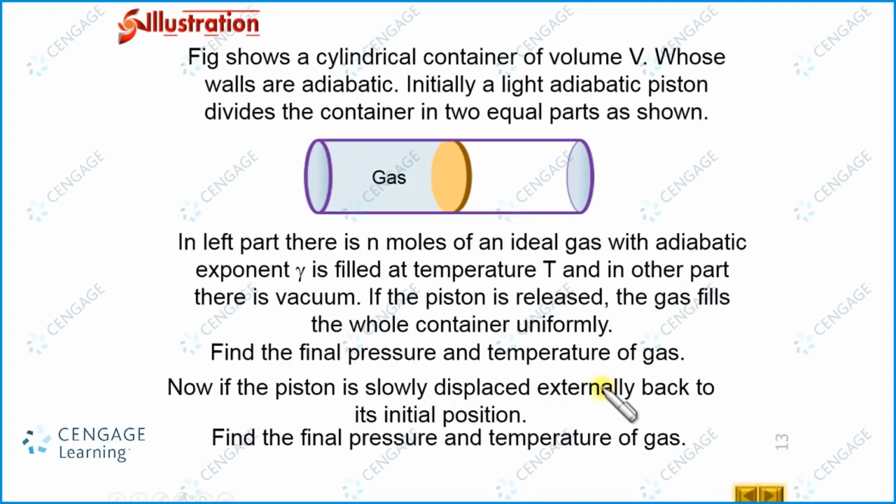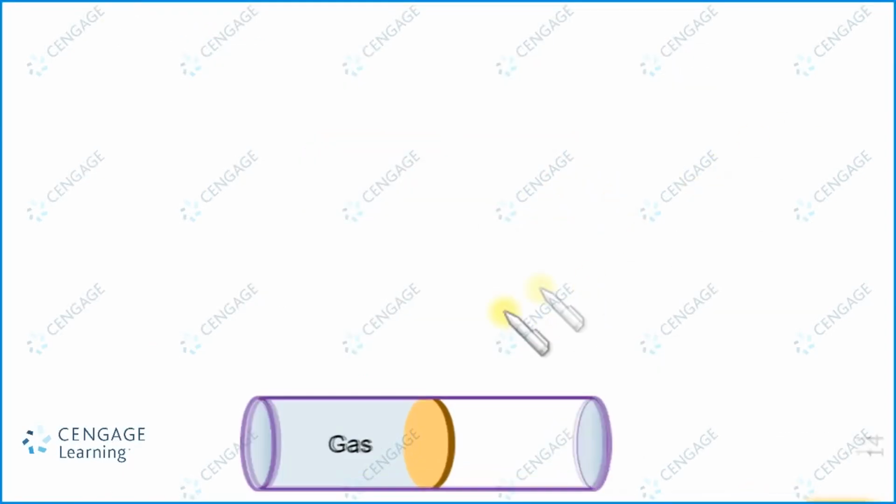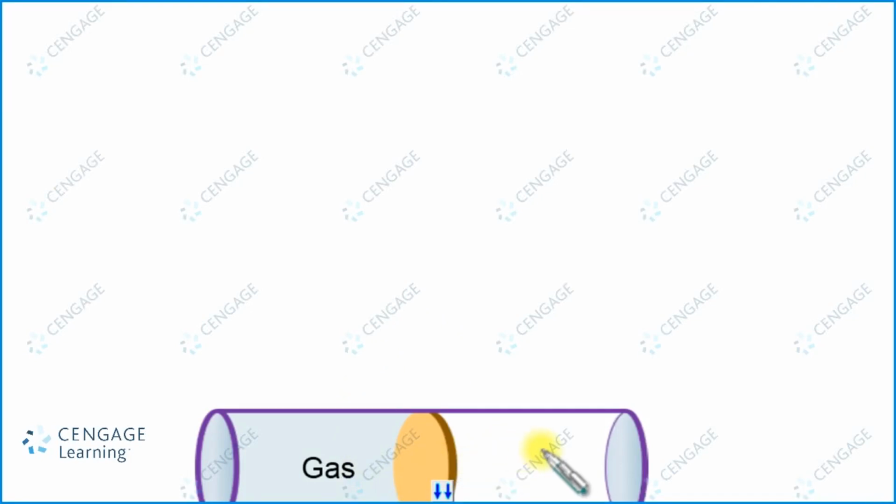Okay, now let us move to the analysis part of the question. Let us analyze the first part. We know when this piston is released, the gas expands to this end and fills the complete container, right? And we know there is no gas in this right part. If there is no gas on the right part, that means the burden by this gas on this part should be 0. And this cylinder is adiabatic.